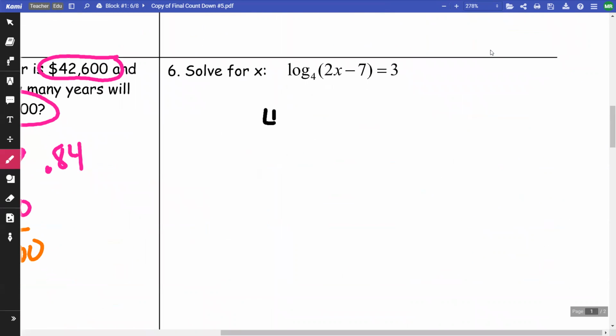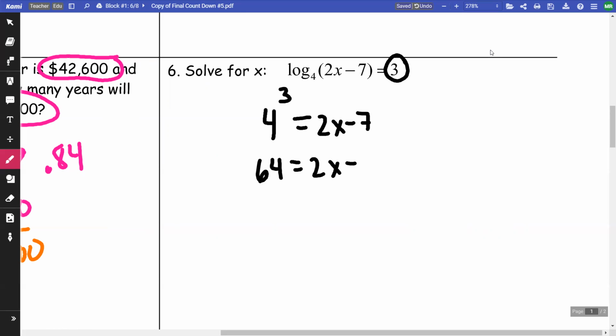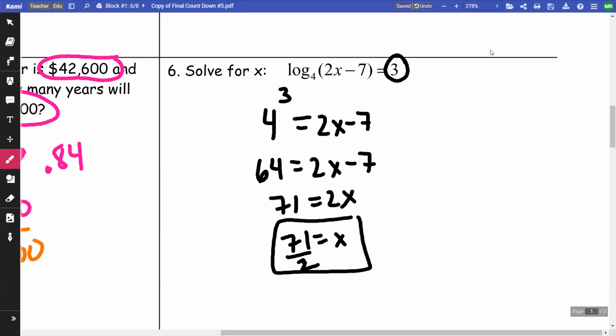So I'm going to rewrite it in exponential form. My base is 4. Your log always equals your power. Whatever your log equals, that's the power. And then 2x minus 7. So 4 to the 3rd is 64 equals 2x minus 7. I'm going to add 7. I'm going to get 71 equals 2x. So 71 halves is our answer.